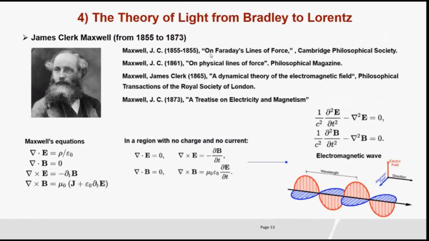Maxwell, based on the work of Faraday, Ampere and Gauss, developed his electromagnetic theory, and everybody knows Maxwell's equations. Maxwell's equations in a region with no charge and no current can be written like this and give you a wave equation that we see here, the same wave equation I presented before. This theory shows that in the propagating wave, the electric field and magnetic field are orthogonal, and they are orthogonal to the direction of propagation.